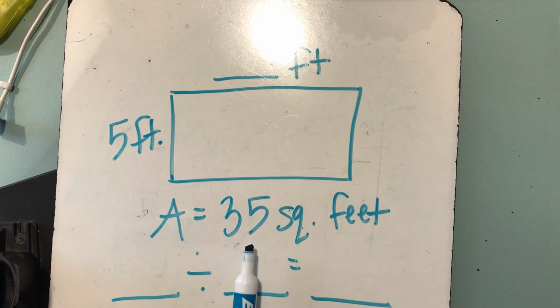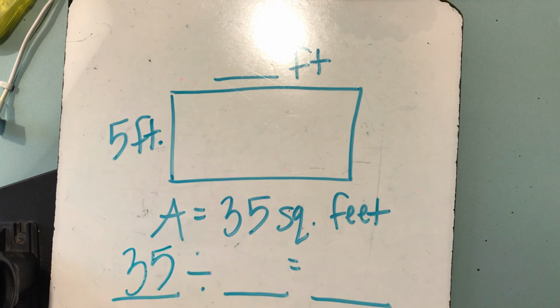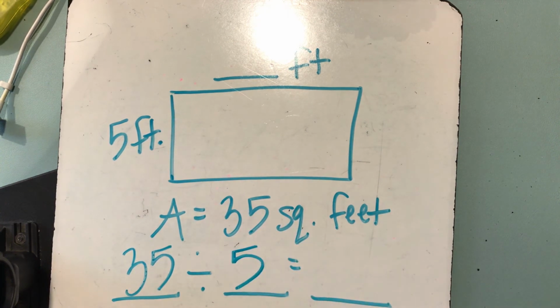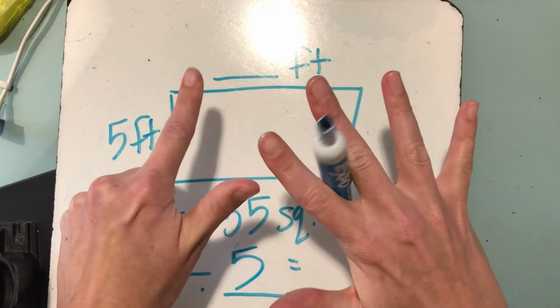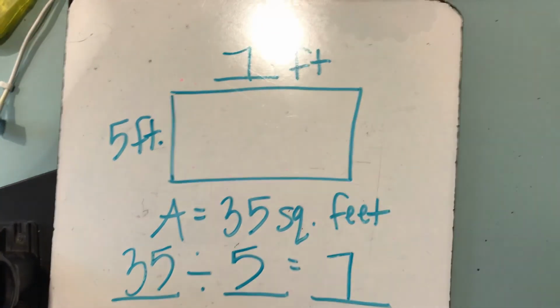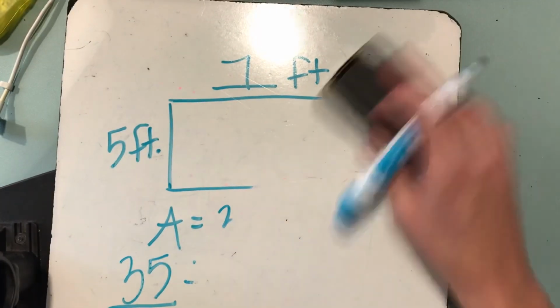Okay, so my total is what? 35. Should have put that there. The side that I know, the known side is 5 feet, so I put that there. 35 divided by 5, if I was to skip count by 5s, I would get 7. So that missing side is 7 feet. All right, my sweets, so hopefully that makes sense and you guys are getting better and better at it.